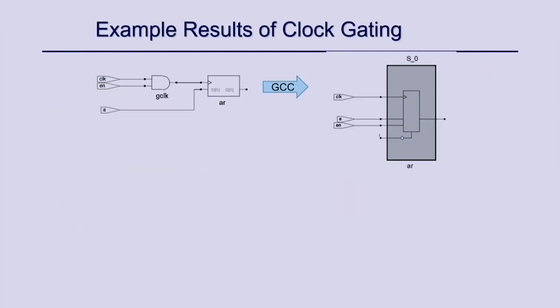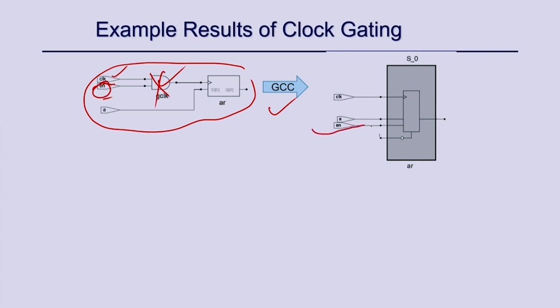So, here is an example. Suppose you have this circuit where you have a gated clock, with clock and enable. If you synthesize this with Synopsys Simplify Pro, and you enable the gated clock conversion option, what will happen here? It will remove this AND gate, take this enable and connect it directly to the enable point, and this clock directly to the clock point of this particular flip flop, right.